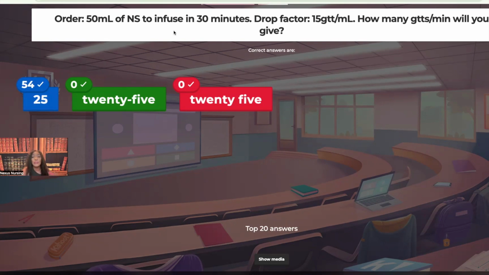Why 60? There's 60 minutes in an hour. So if the question gives you the time in hours, you're going to multiply that times 60. But if they give it to you in minutes, all you got to do is plug that number in. There's nothing extra. Again, volume times drops per minute all over time in minutes.